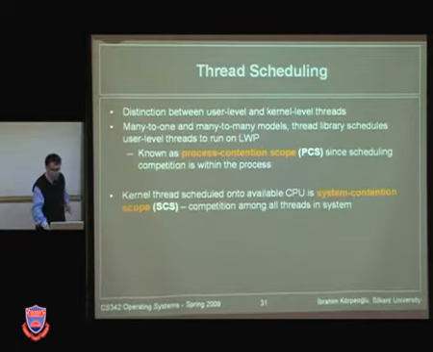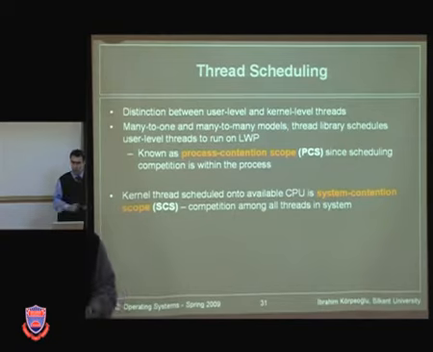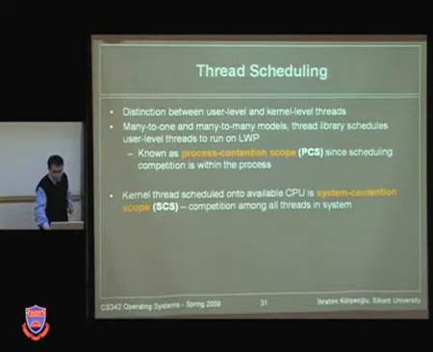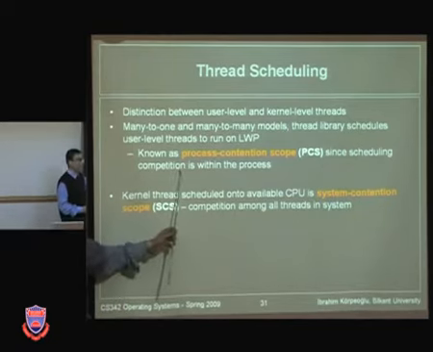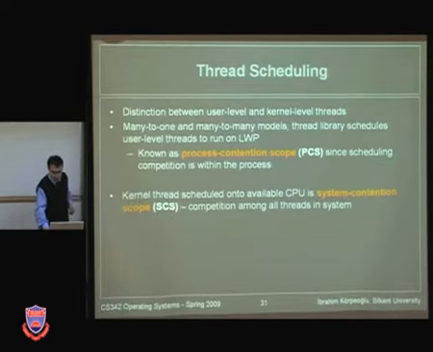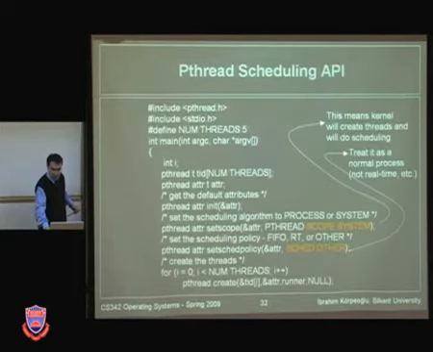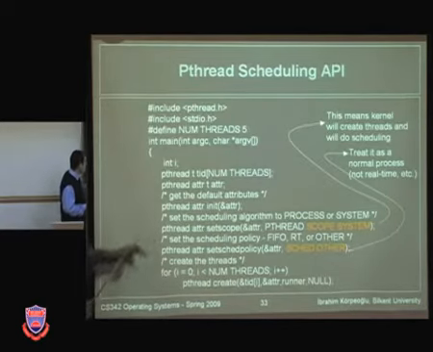Then we have competition among all the threads in the system for scheduling. Otherwise, we have competition among the threads of that single process while doing the scheduling. So you can specify which scheduling will be used using an API function. There is a pthreads API function that enables you to do that.